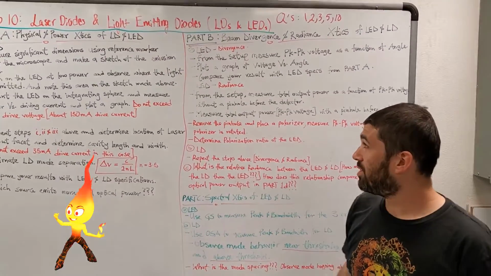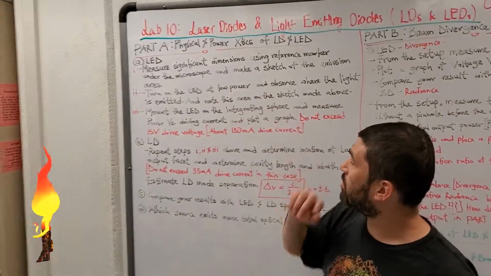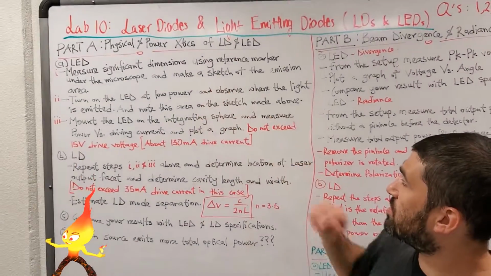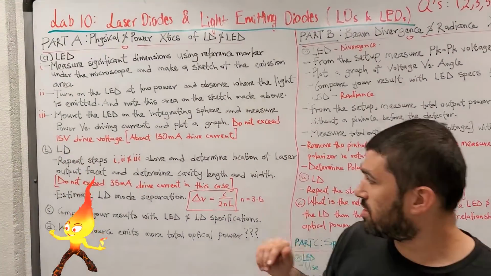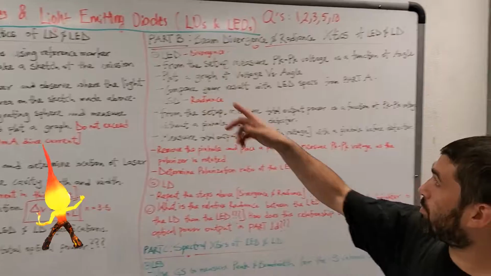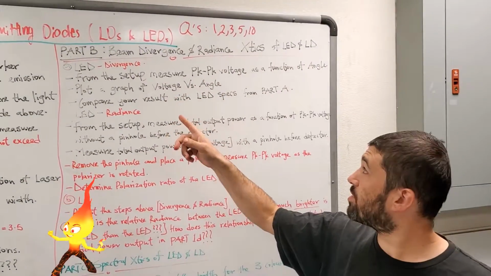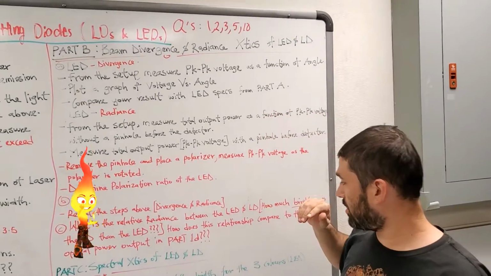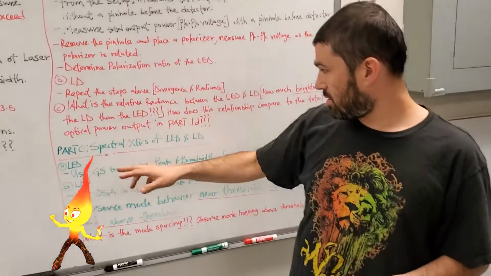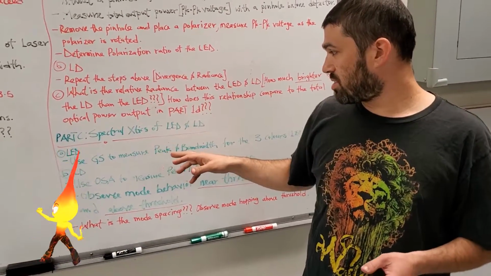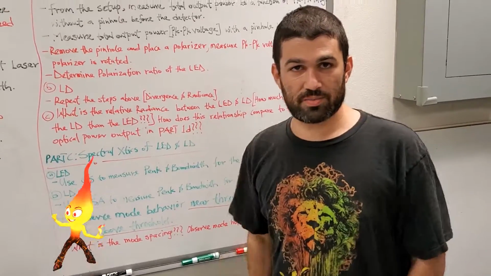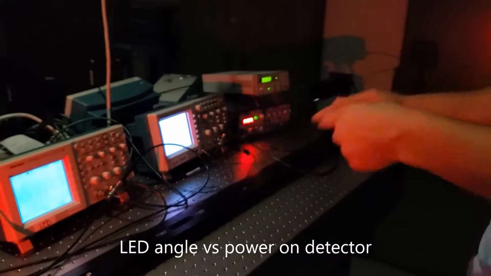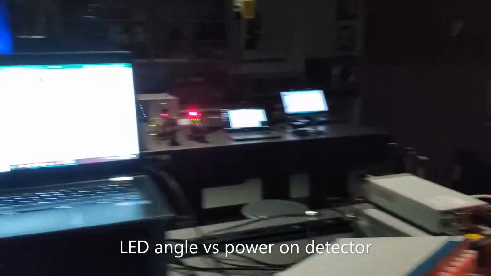Hi, I'm Dror Sapir. In this lab, in part A, we looked at the physical and power characteristics of laser diodes and LEDs in a few different ways. Then in part B, we looked at the beam divergence and the radiance characteristics of LEDs and laser diodes, and in part C, we looked at the spectral characteristics of LEDs and laser diodes. We changed the angle, we got different powers on our detector, and this is the data that we got on the computer.